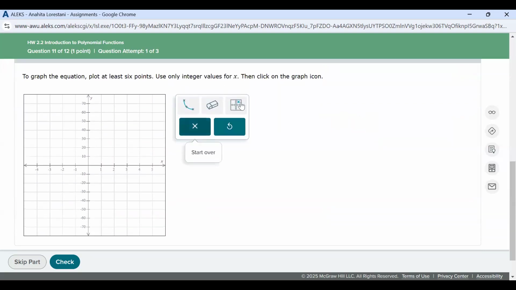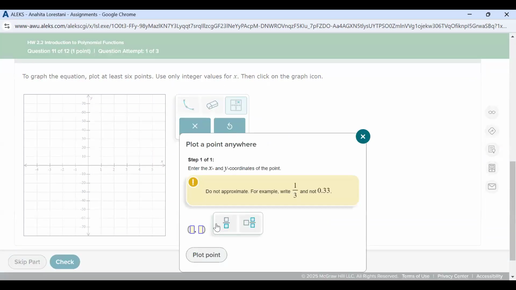I'm going to plot the points. The points are -2, 0, plot, 3, 0, plot, 0, -21.6, plot. Those are 3 points.